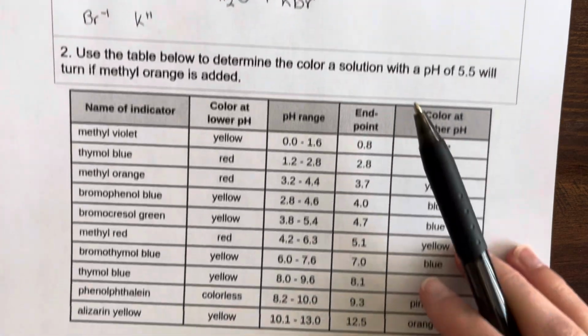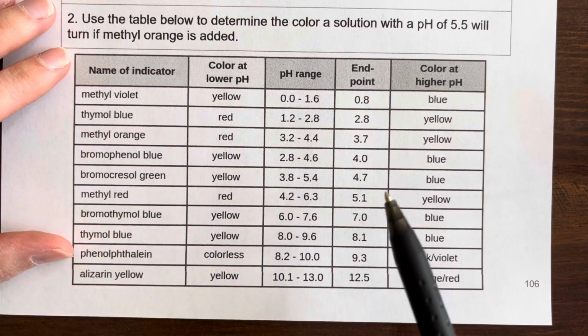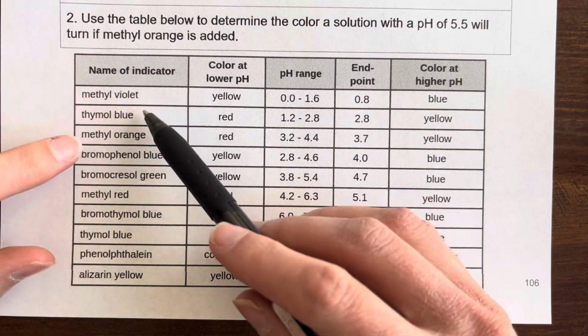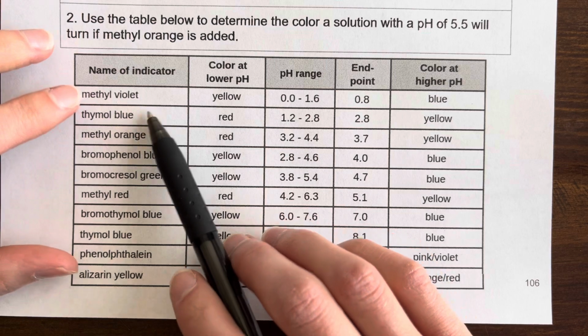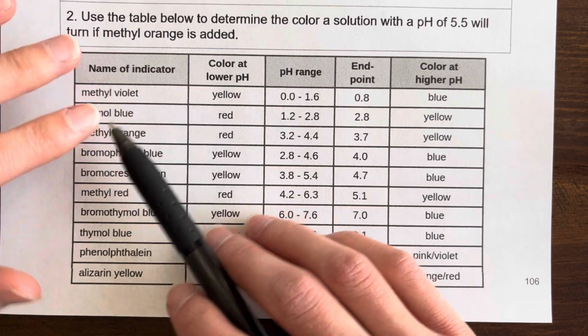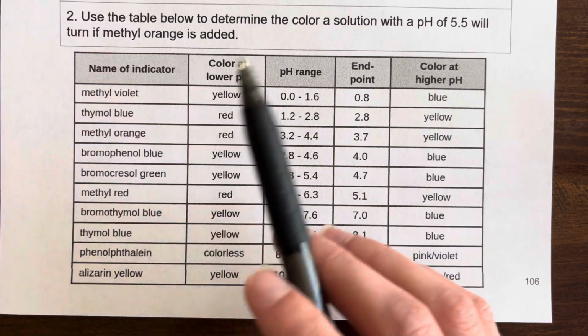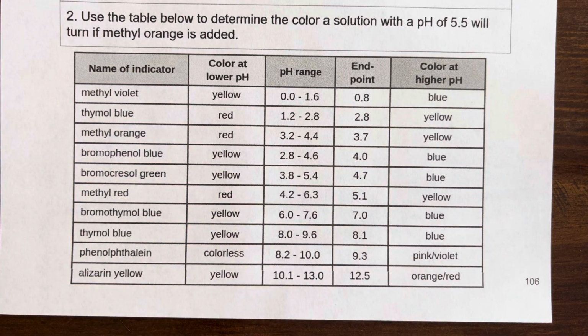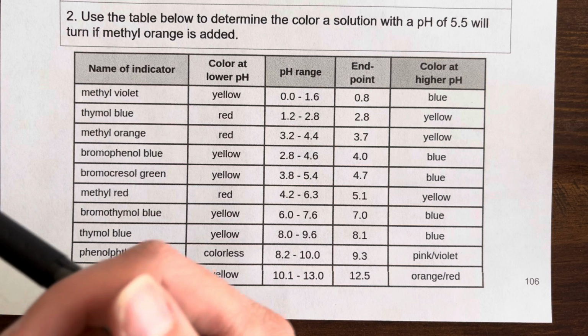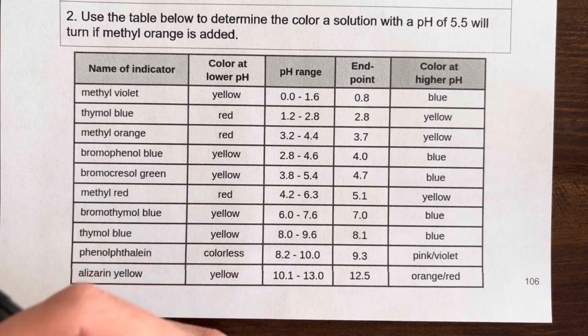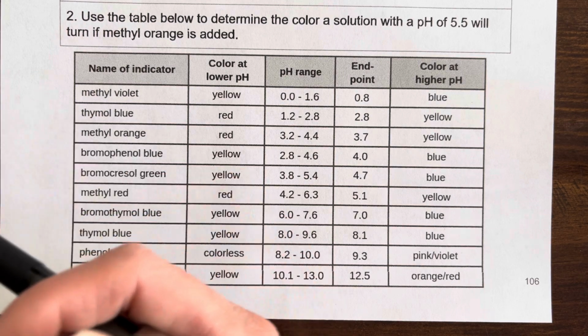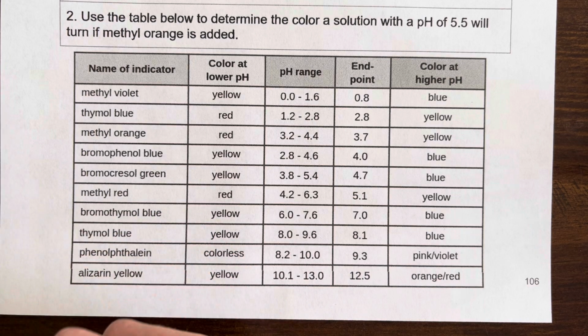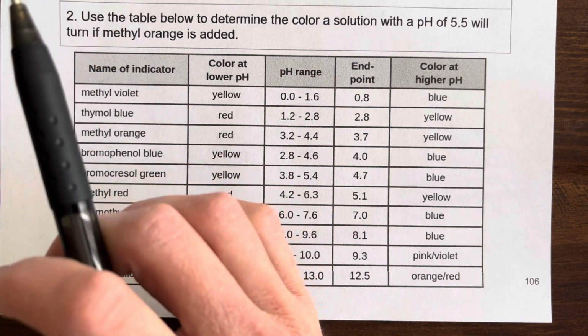With indicators, you'll often see tables like this one. This lists a lot of different indicators. These are indicators that would be synthesized in a lab. There are also natural indicators. In fact, a lot of flowers, fruits, and vegetables have indicators in them, especially fruits and vegetables that are purple or red. So things like red cabbage, beets, blackberries, blueberries. These all have chemicals called anthocyanins that naturally are indicators.